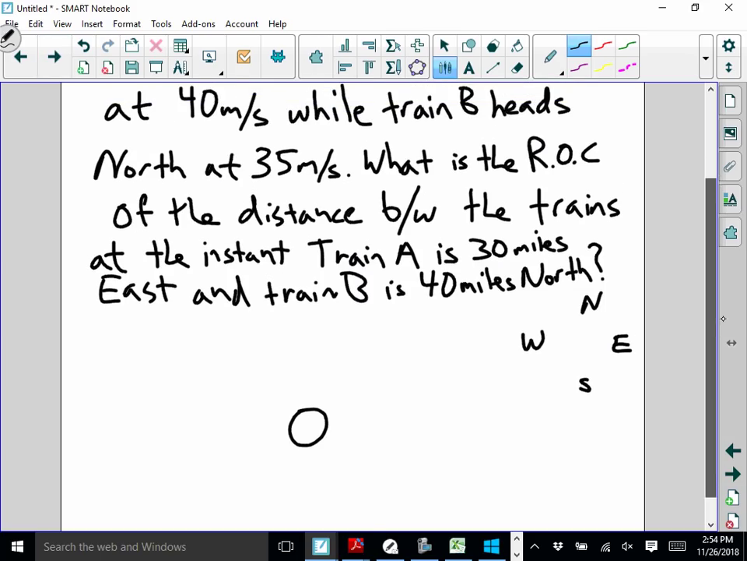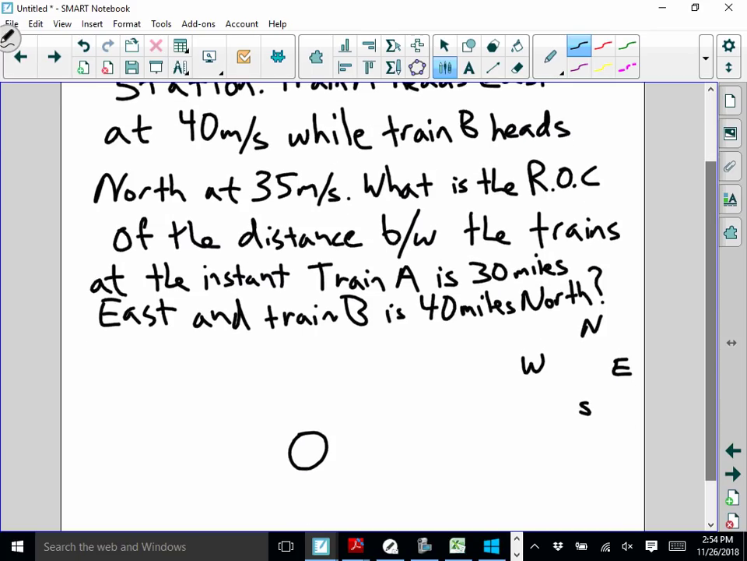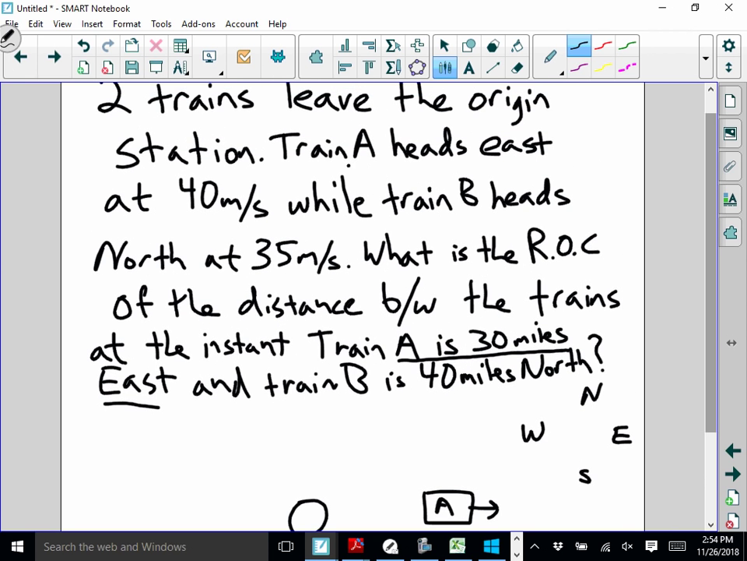And train A is going east. So what I'm going to do is draw train A. I'm just going to use a box and A. Train A is east. Which way is train A going? Train A is going towards the east, and it is also east of the origin. So train A is 30 miles east, but train A is also heading east. So it's east of the origin going east.